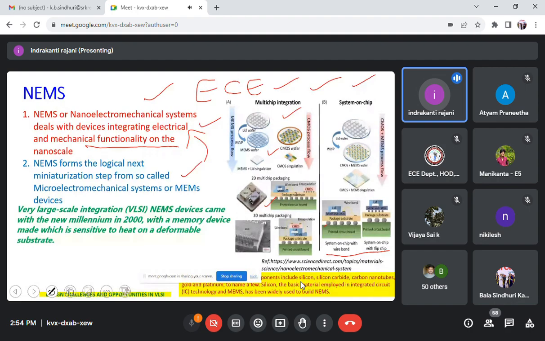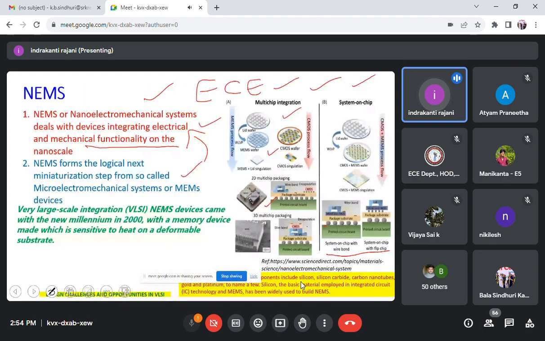Some of the materials which we can use are silicon carbide, carbon nanotubes, gold, platinum, to name a few. Silicon is the best material employed in integrated circuit technology because all of them are laid on the silicon chip only. It is there with the MEMS as well as with the NEMS also. Because it is feasible, manufacturing cost also will be very less. And you can easily make it a layered material from the silicon crystal structure.